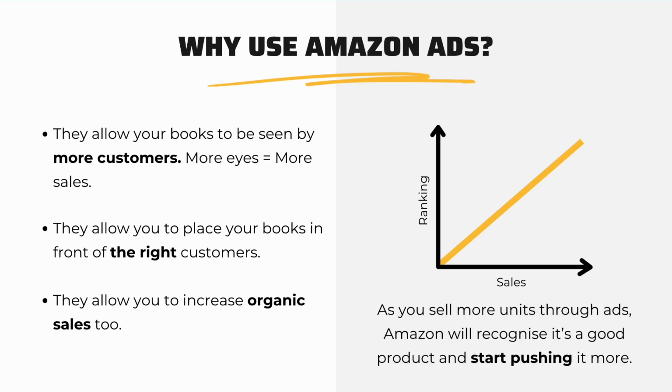So as you sell more units through your ads, Amazon will recognize it's a good product and start pushing it more. Ultimately, Amazon just pushes the products that make them the most money. So if you're using ads on your books and these ads are converting into sales, Amazon thinks, hey, this book's actually making us some sales. Let's push it higher in the algorithm and then hopefully even more people will buy it. So Amazon ads are more than just getting sales through ads. They also help you with your organic ranking too.